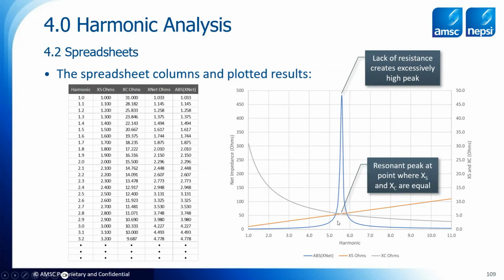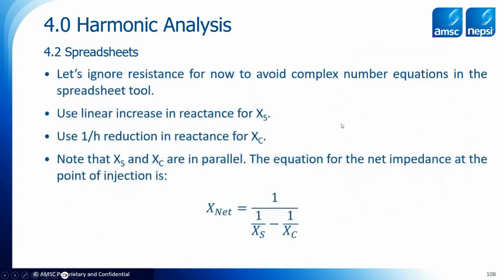You'll see a resonant point appear at the 5.7-ish harmonic. And if you were to plot the impedance, this X sub S, and plot X sub C, here goes X sub C with that 1 over X characteristic, and here's that linear increase. And where they cross and where they meet and they're equal, that is where your resonant point is. And that's your natural resonant equation. This is a tank circuit.